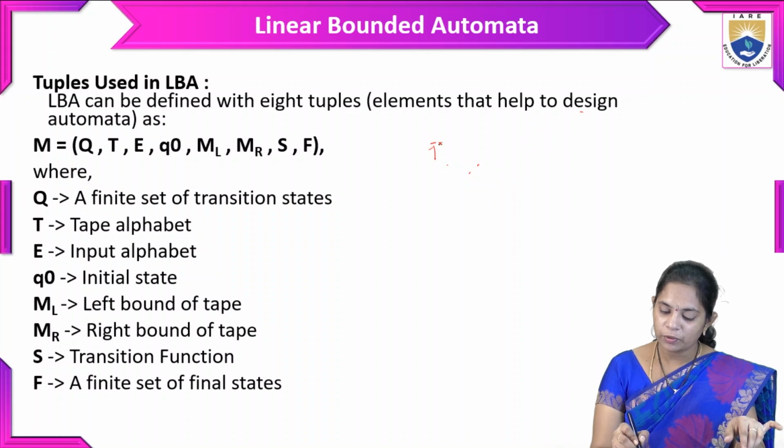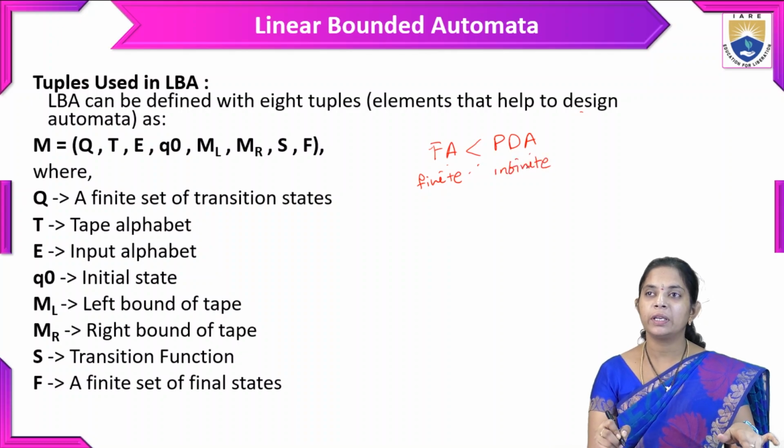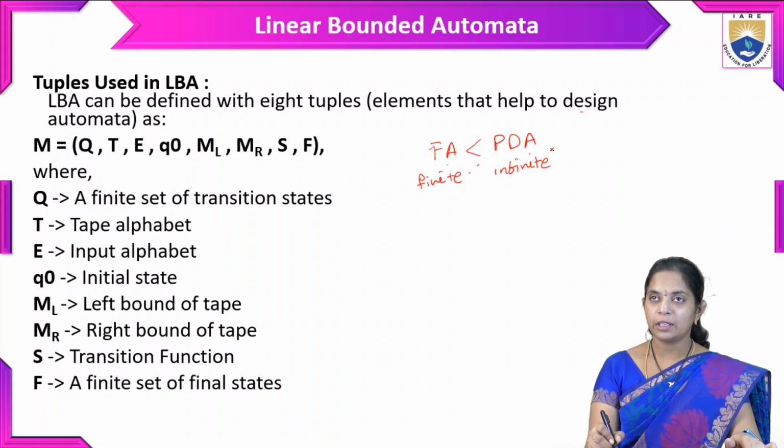So finite automata. Which is more powerful? PDA is more powerful than finite automata. Why? Because here a finite amount of memory is required, and here an infinite amount of memory is there. So that's why it is more powerful than finite automata.